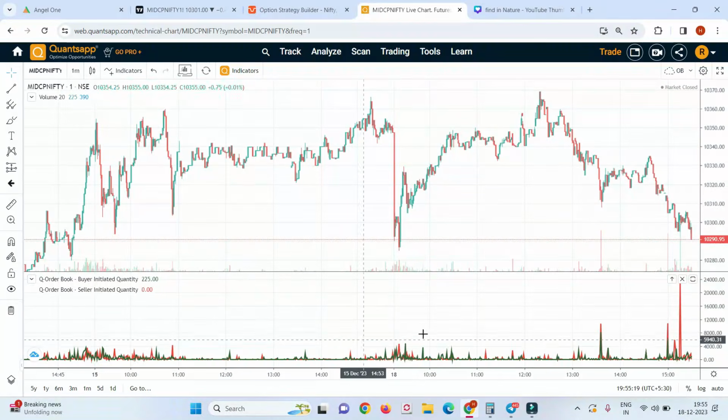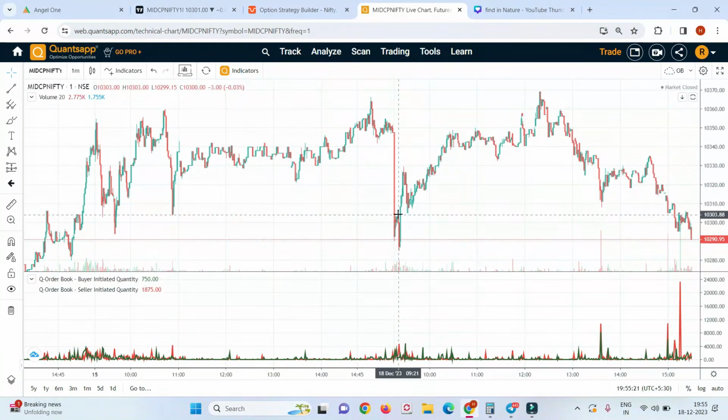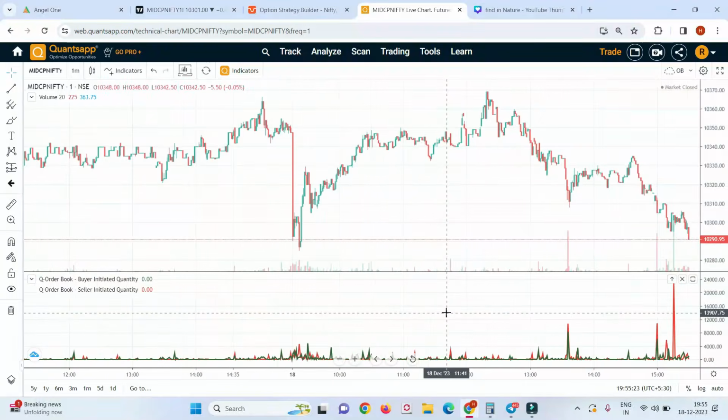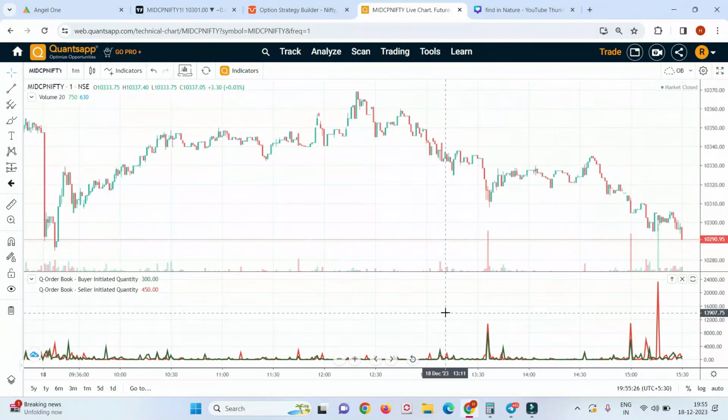Let me show you 18th December, right? So maybe somewhere here, 18th December. Let me zoom this out. I'll just show you only today's market. Keep an eye on this buyer initiated quantity and seller initiated quantity.